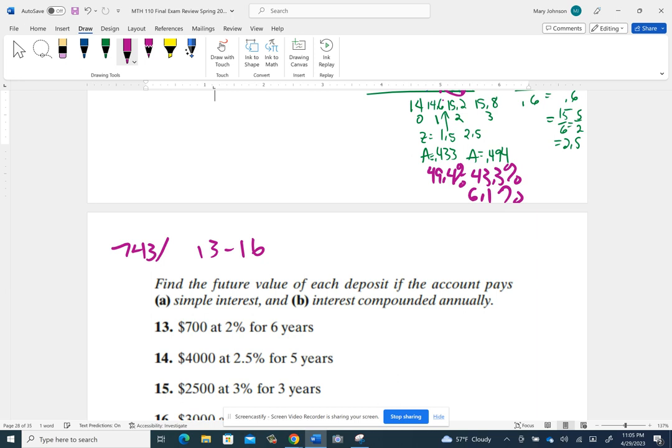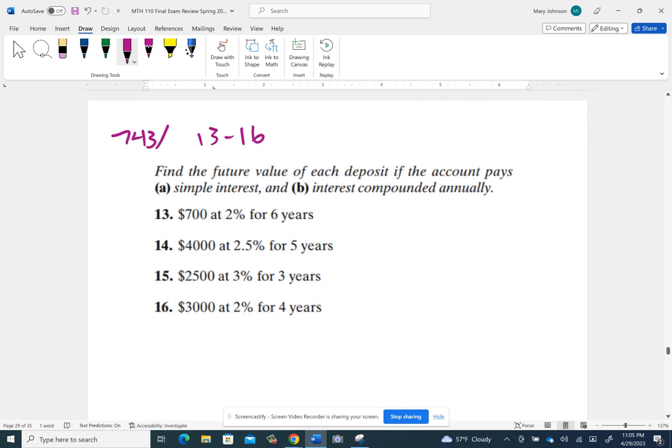So this one just said find the future value of a deposit. Okay. All right. So let's do, really just need to do one of these, part A and part B. So on part A, it was simple interest. So we go and we get that formula for simple interest. So it says take the principal and then multiply by the quantity 1 plus RT. Okay. So on that one, the principal was 4,000.